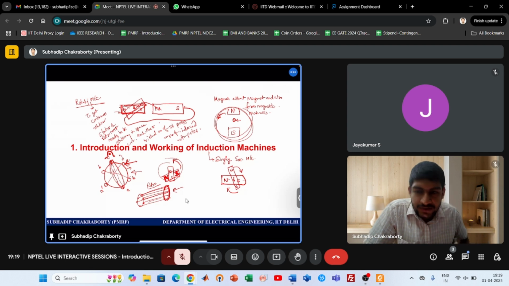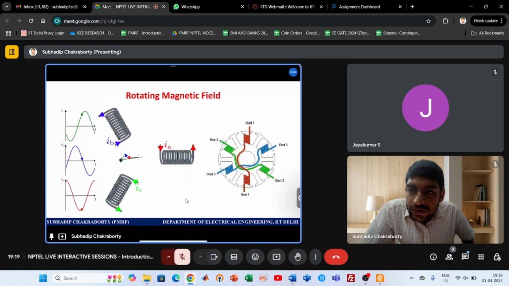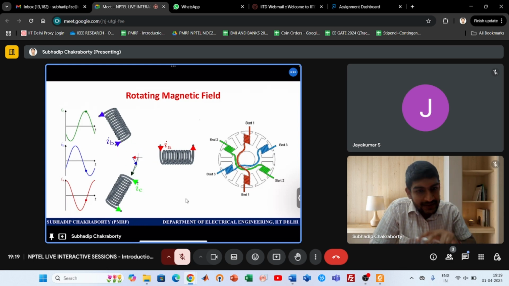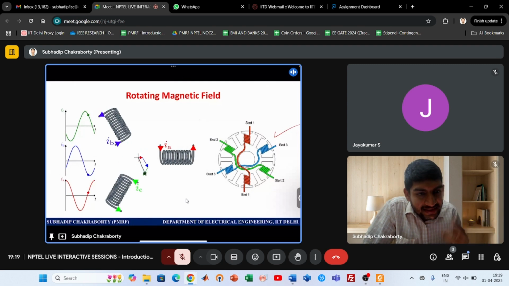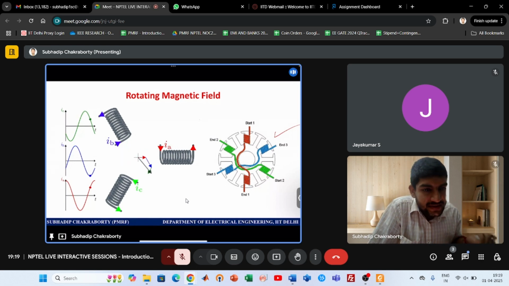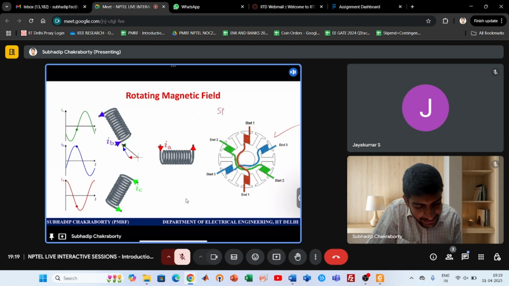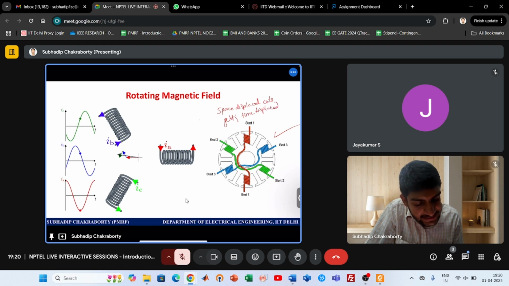How? Let us just see this animation. We have coils which are mechanically displaced by 120 degrees. You can see in this diagram they are mechanically displaced, and within those coils you pass three-phase voltages. You just apply three-phase time-displaced voltages. So space-displaced coils getting time-displaced voltages.